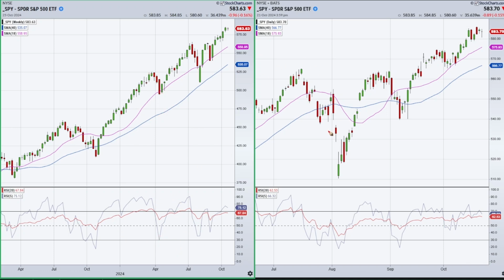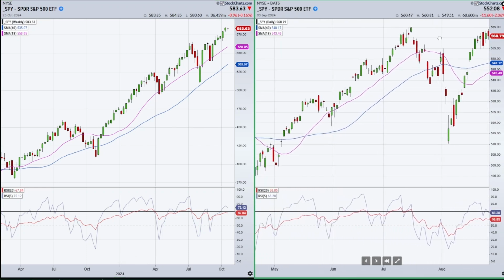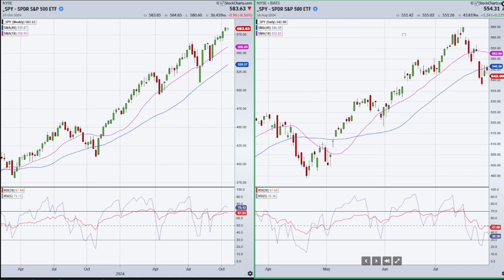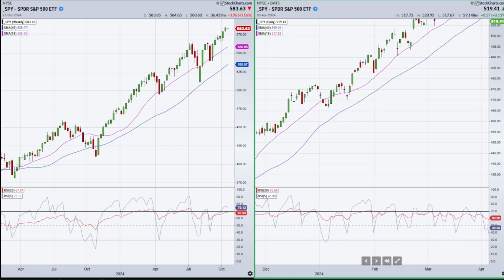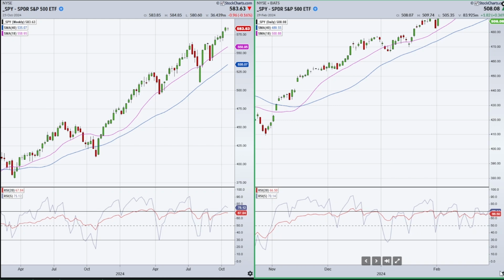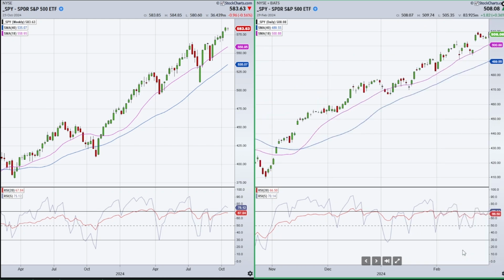Now, I'll give you an example. It doesn't happen all that often, just so you're aware. We don't get these signals all the time, so you want to be ready for them when they show up. Here's a great example on the daily chart. Let me reset the scale.